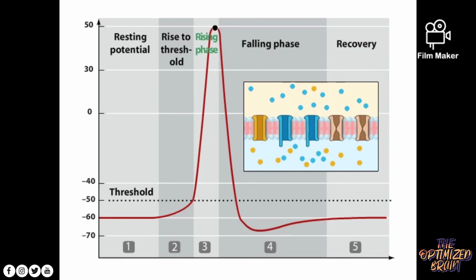First, many of the voltage-gated sodium channels begin to close. Second, many more potassium channels open, allowing positive charges to leave the cell. This causes the membrane potential to begin to shift back towards the resting membrane potential.